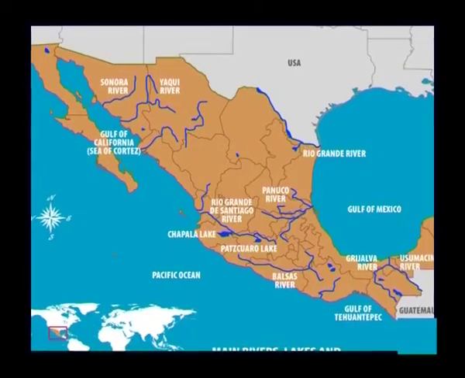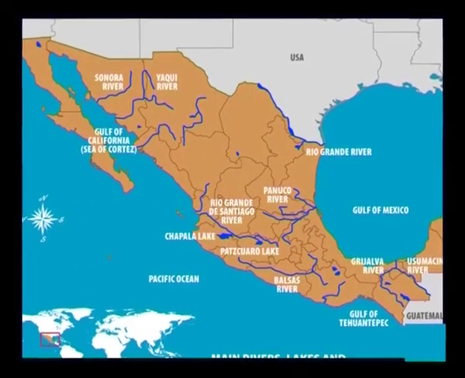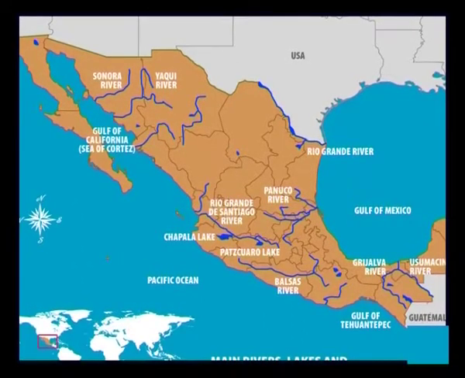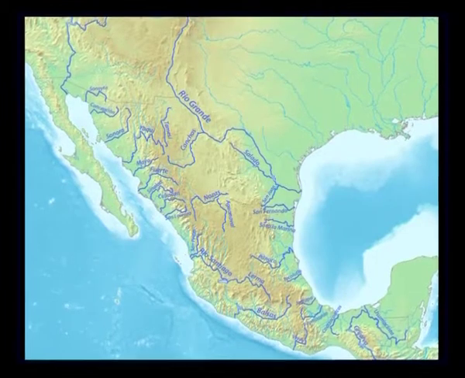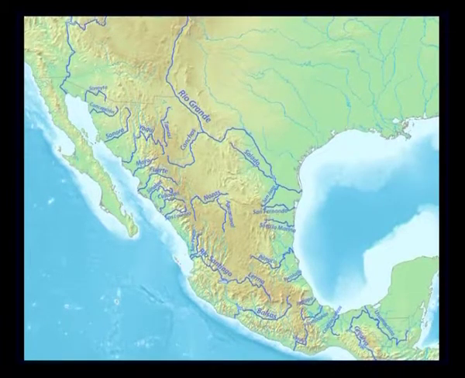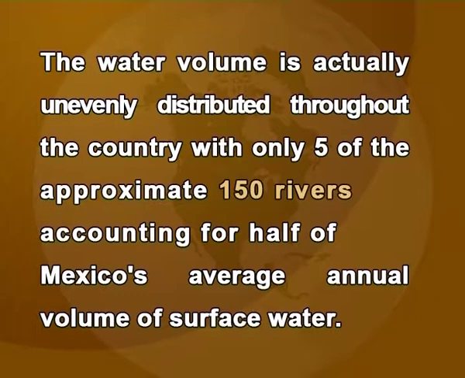Rivers. The Mexican territory is made up of nearly 150 rivers, with 2/3 flowing into the Pacific Ocean and the remaining into the Gulf of Mexico or the Caribbean Sea. Although it might appear to be an abundance of fresh water, the water volume is actually unevenly distributed throughout the country, with only 5 of the approximately 150 rivers accounting for half of Mexico's average annual volume of surface water. All these 5 rivers flow into the Gulf of Mexico.